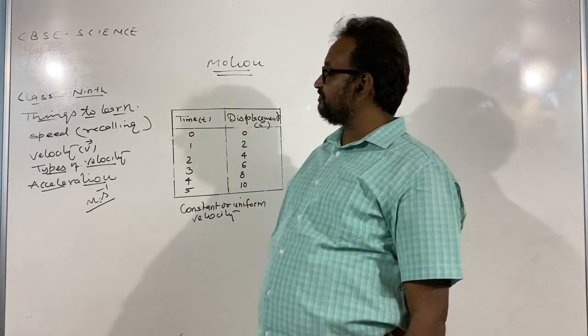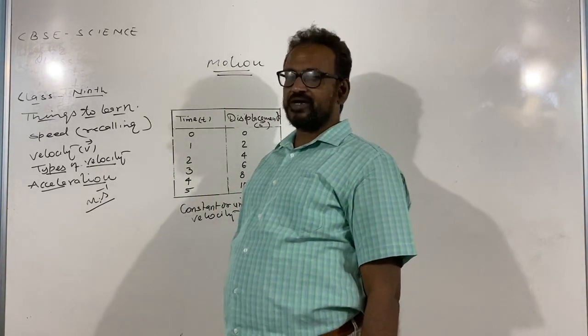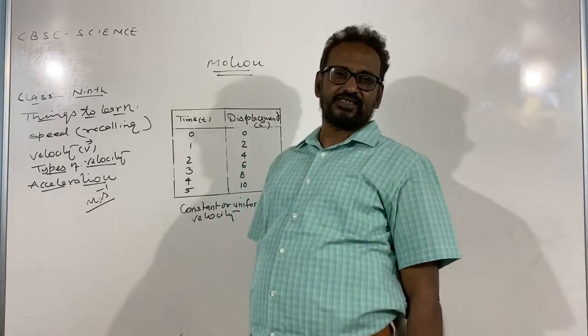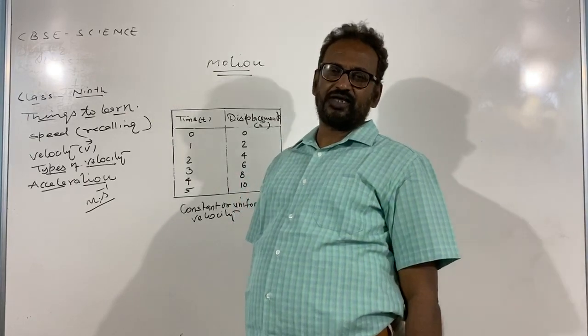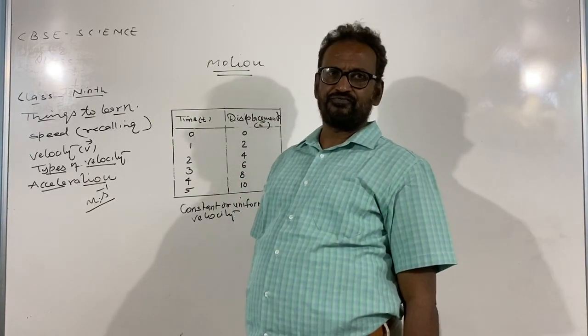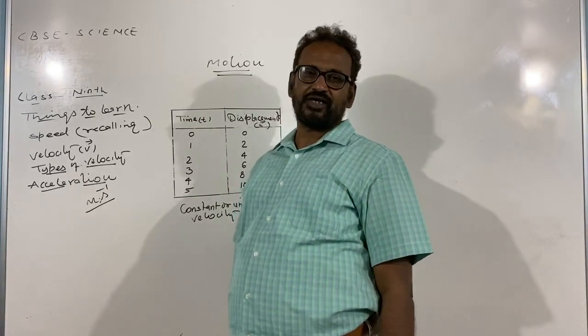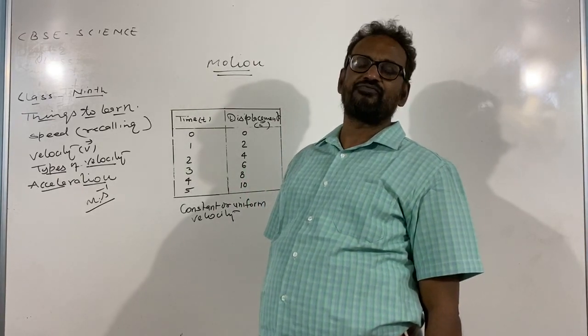On the other hand, if the body covers unequal distance in equal interval of time, the speed of the body is said to be non-uniform and the motion of the body is also known as non-uniform motion.